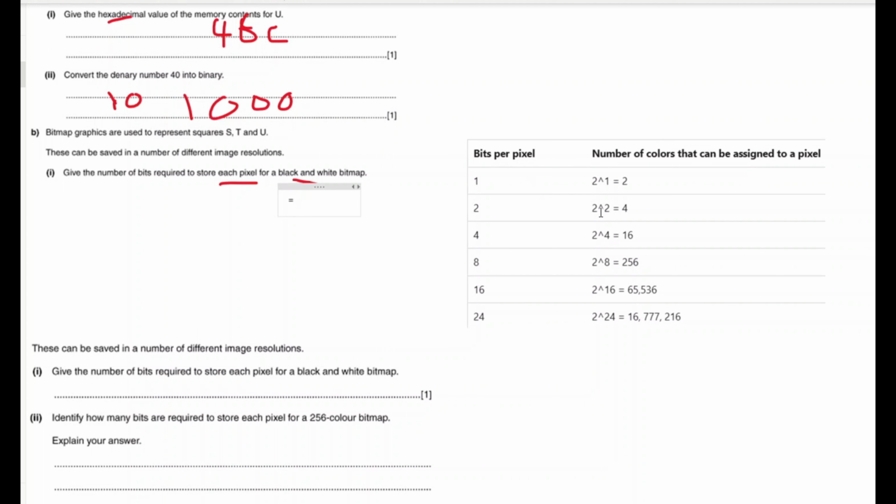So you have to use the 2 raised to power n formula, and how many colors do you get? 4. Okay, so what should be the power? It should be 2 raised to power 2. Okay, so this 2 will be the number of bits that will be required.